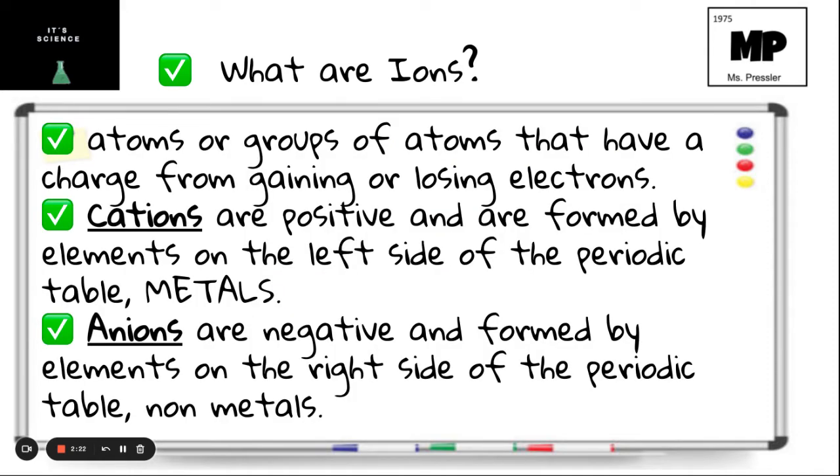Let's review what ions are. These are atoms or groups of atoms that have a charge from gaining or losing electrons. Cations are positive ions, and they are formed by elements on the left side of the periodic table, the metals, because metals tend to lose electrons. Anions are negative, and they are formed by the elements on the right side of the periodic table, the nonmetals, because nonmetals tend to want to gain electrons.